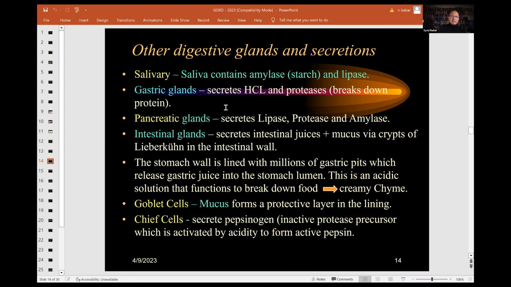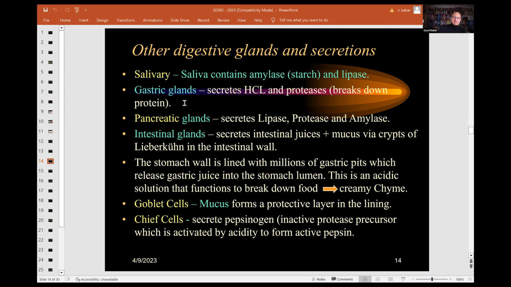We've mentioned that saliva secretes lipase, but it also secretes amylase. And that, of course, is more related to breaking up the starch. So reminding again, gastric glands secrete hydrochloric acid from the parietal cells, and proteases as well, and this damages the bulky proteins. Pancreatic glands, which allow secretions to enter into the second part of the duodenum, will add on to the swallowed food lipase, protease, and amylase.